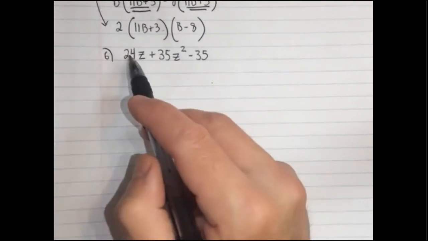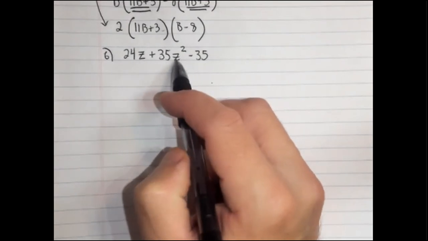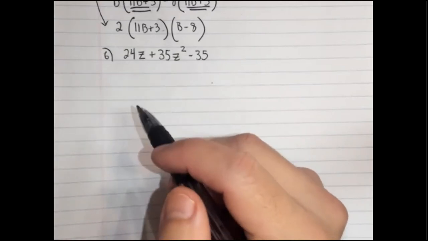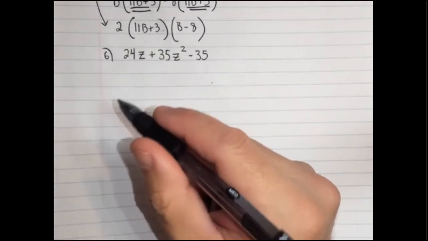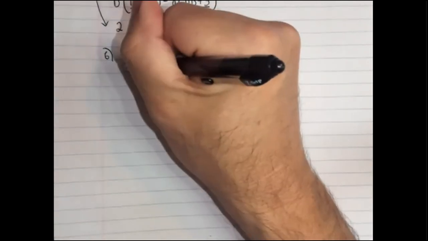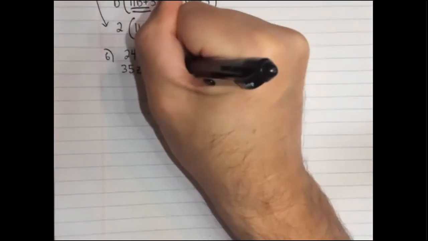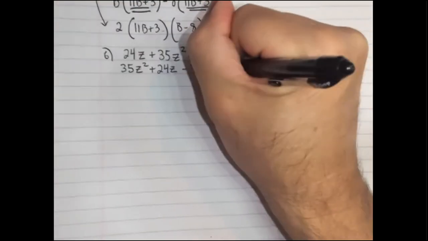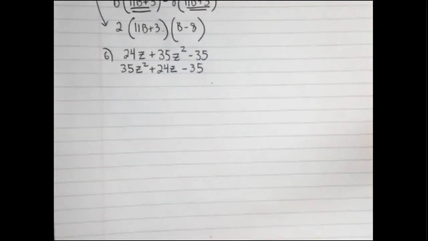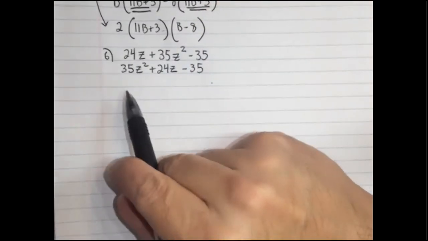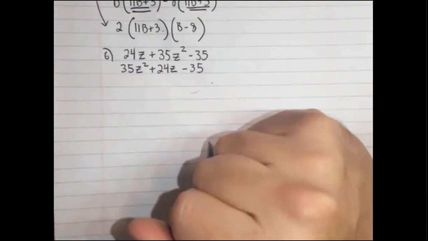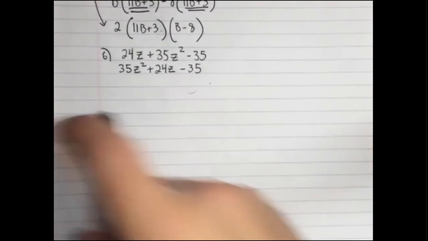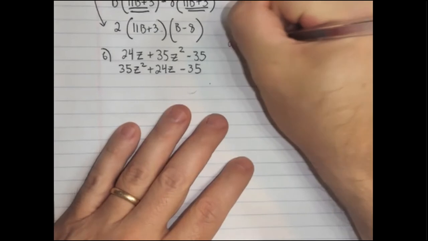So if you look at this problem, first of all, you'll notice you have 24z and then the z squareds here. So before we solve this, we have to write this in our standard form, ax squared plus bx plus c. So we want this 35z squared first, then the 24z, and then our constant always last. Now, look for a GCF, because that'll help make that a times c a little bit smaller. But there isn't one on this problem. So we do have to multiply a times c.